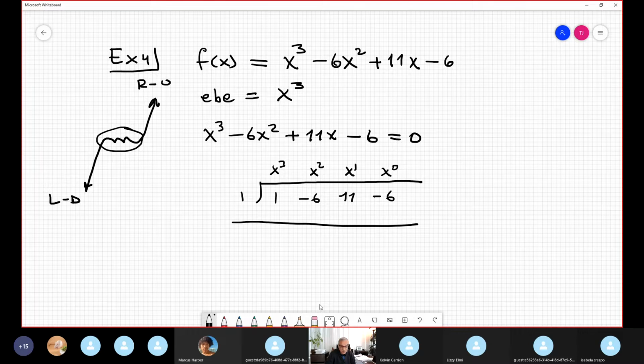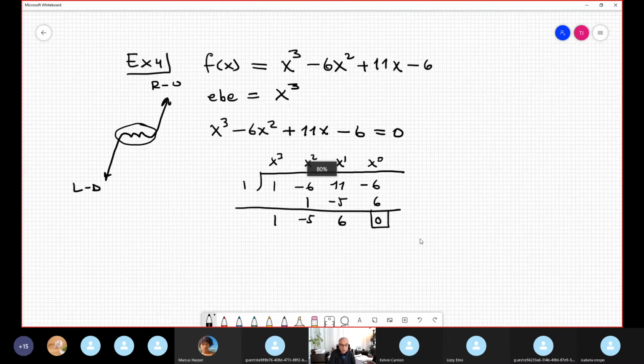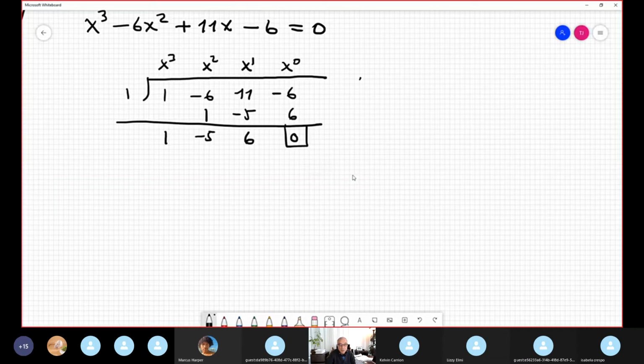Suppose 1. I'm guessing 1. So I bring down 1. 1 times 1 is 1. -5. -5 times 1 is -5. This is positive 6, and positive 6 times 1 is 6. Wow, fantastic. Remainder 0. That means that the factor x minus 1 belongs to this polynomial. Okay, this is the factor. And the 0 is x equal 1.